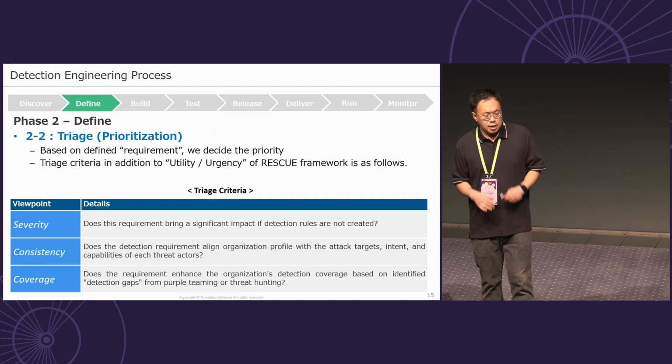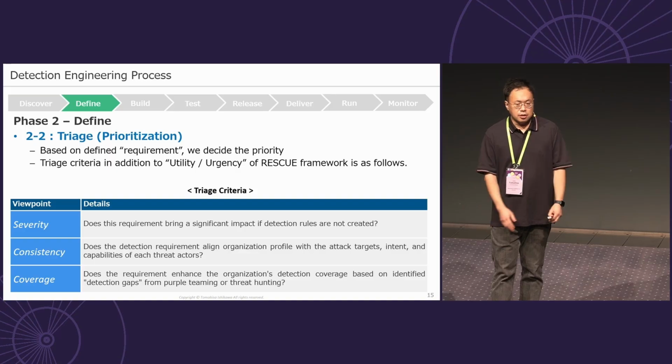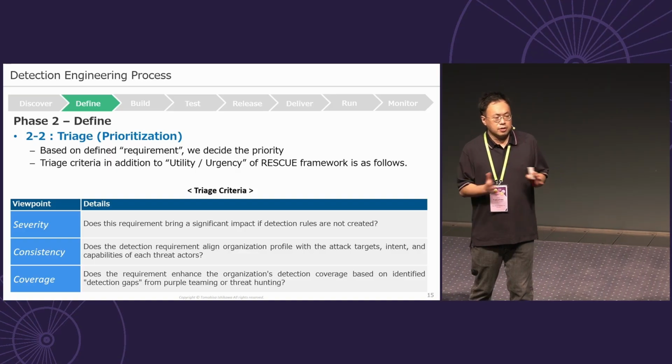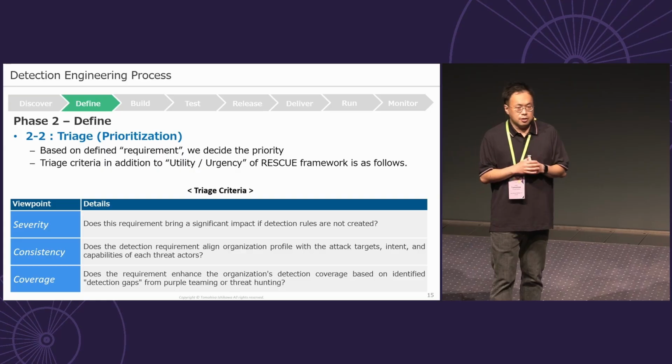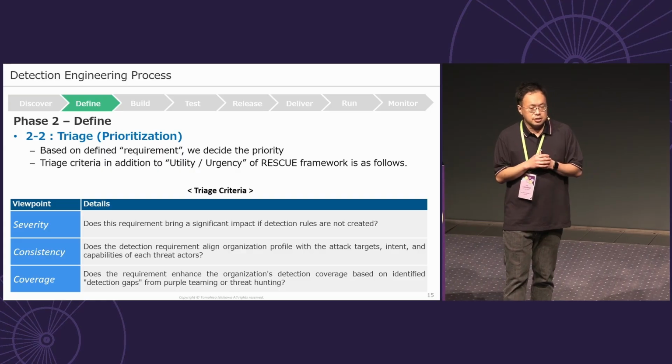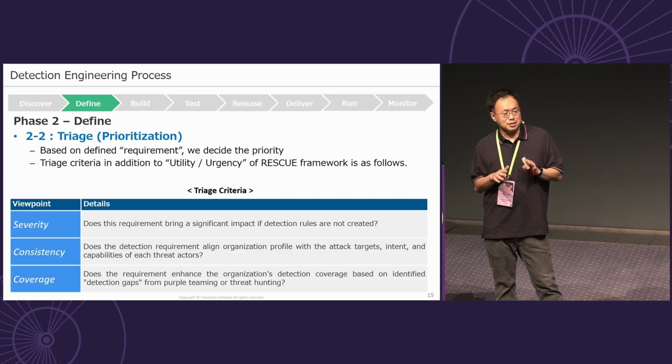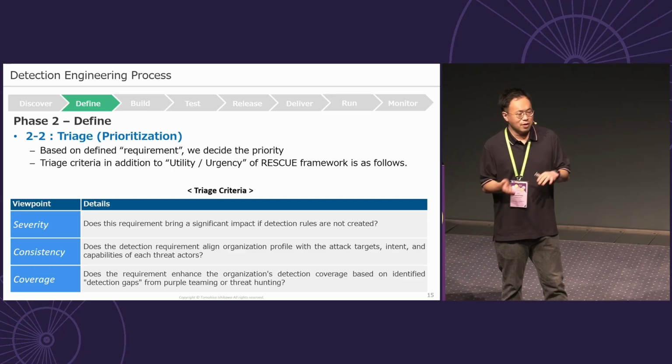And next, we'd like to do the prioritization. This depends on the size of your company or organization. If you have a lot of detection engineers, it's fine. But usually detection engineer resources are very limited or very variable.